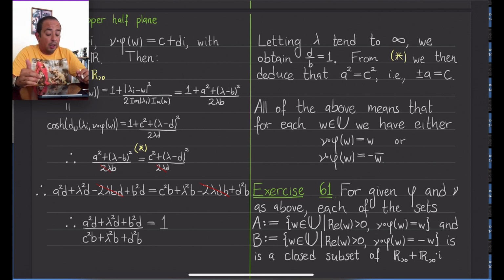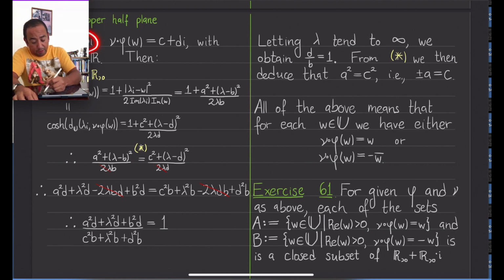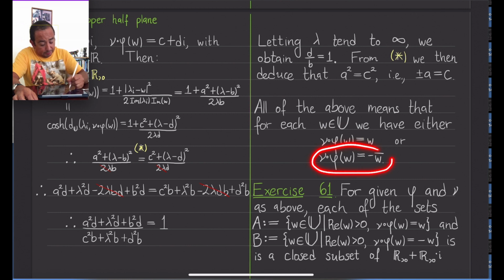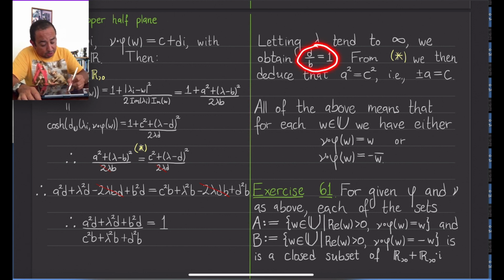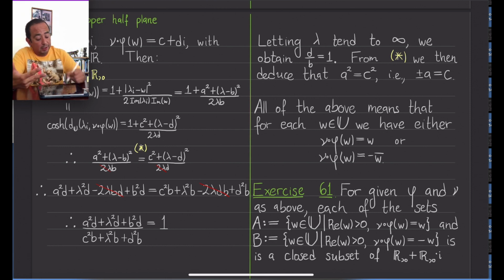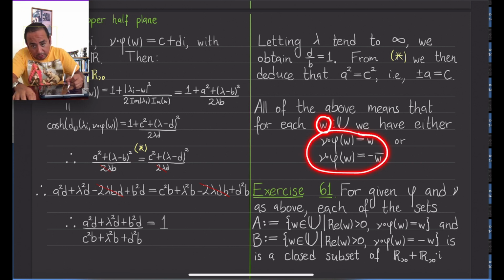Okay, fair enough. Now, this means that for the w I took, for this point w I took, either this happens or this happens. Right, because b is always equal to d, that's no problem, and a is plus or minus c. So if a is c, then I'm in this situation. If minus a is c, I'm in this other situation, as you can easily check.